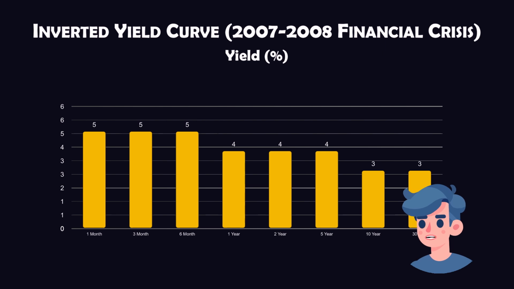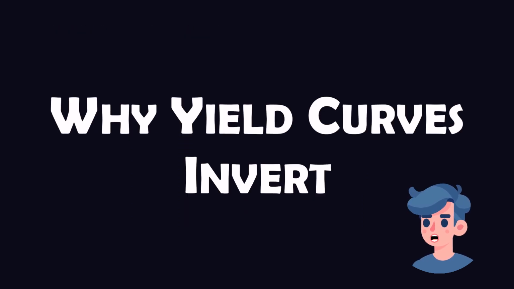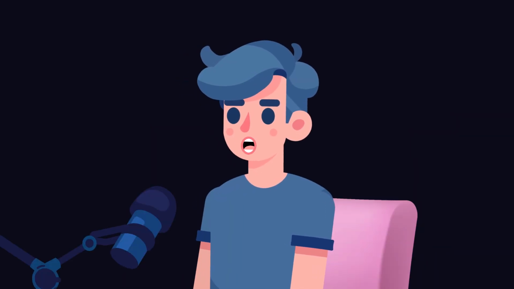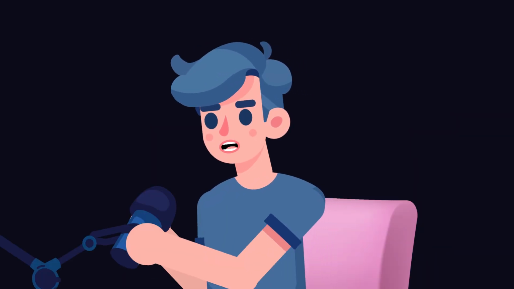Here is a graph showing the U.S. Treasury yield curve during the 2007 to 2008 financial crisis. Notice how the yield curve inverted before the recession struck. Now that we've seen the inverted yield curve, it's essential to understand why this inversion happens. One reason is that investors flee to long-term securities for safety, causing yields on these securities to drop.